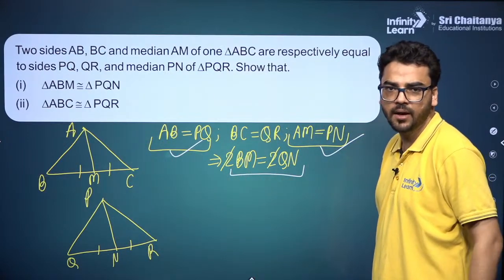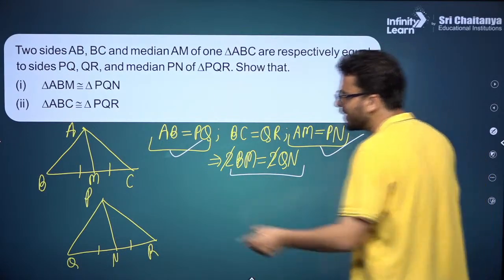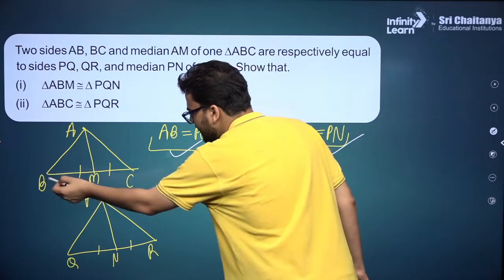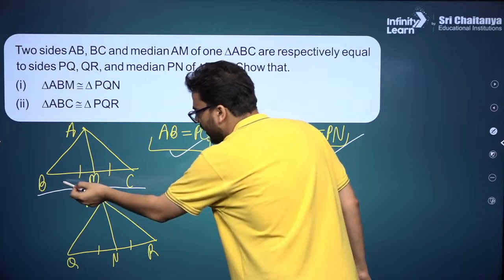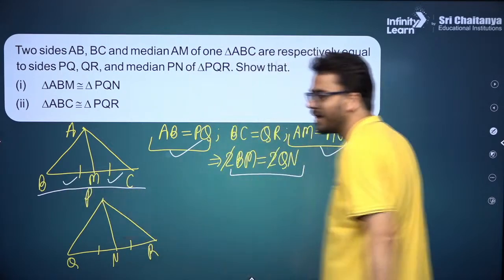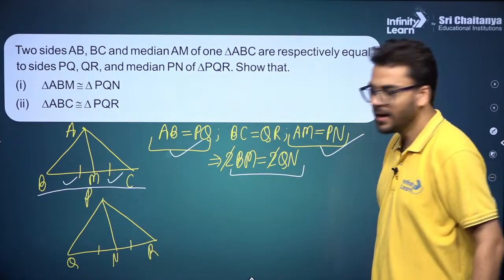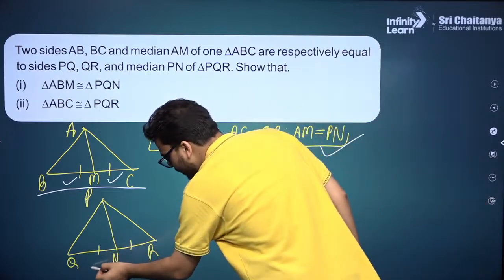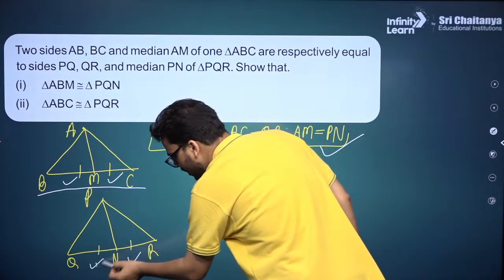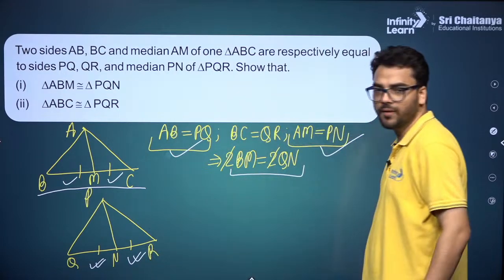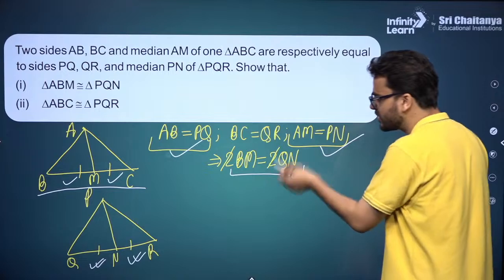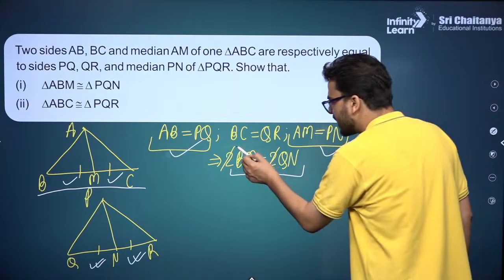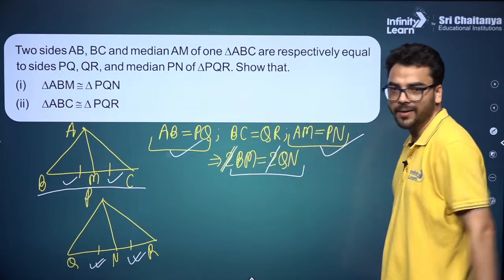Correct to everybody? You see, it is given that M is the midpoint of BC. So can I not say that BC is equal to 2 times BM? Because BM and MC, they both are equal. In the same manner, N is the midpoint of QR. So therefore, QN and NR are equal over here. So therefore, QR can be written as 2 times QN. You see over here. So can I not say that BM is equal to QN?